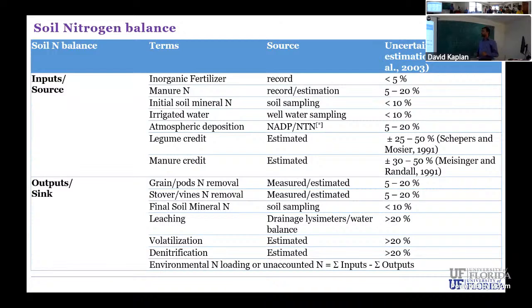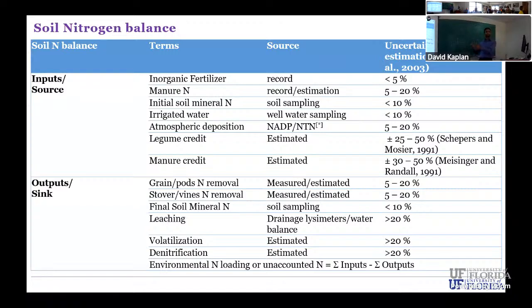Okay, so the idea is to see where nitrogen is going, right? So we did a nitrogen mass balance. In that we incorporate what's the source of nitrogen and what's the sink, the output, right? Like inorganic fertilizer, the fertilizer that we applied, manure. We also collect soil samples every season before we plant the crop, so that we know the initial soil nitrogen content, right? What's the nitrogen available in the irrigation water, atmospheric deposition.